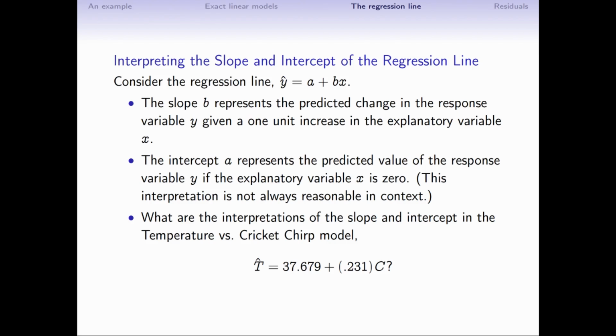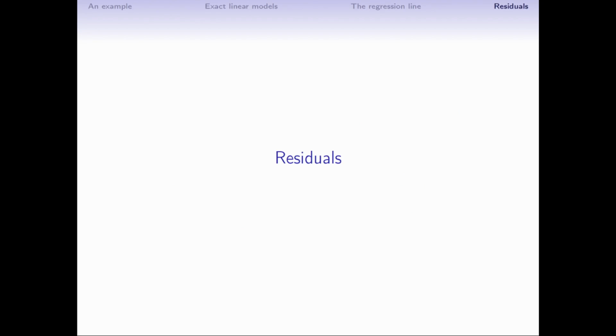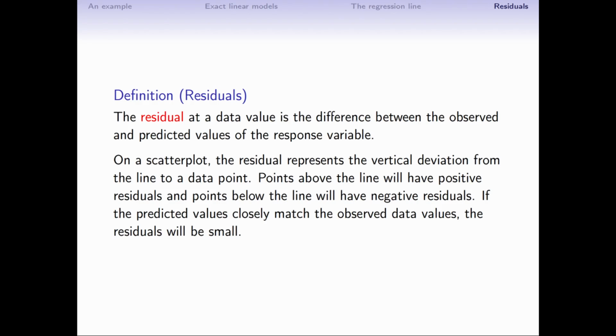All right. Our next topic is residuals. This is our last subsection within section 2.6, and it is our most technical section. The residual at a data value is the difference between the observed and predicted values of the response variable. We've seen a couple of calculations of residuals already in section 2.6. On a scatter plot, the residual represents the vertical deviation from the line to a data point. Points above the line will have positive residuals, and points below the line will have negative residuals.